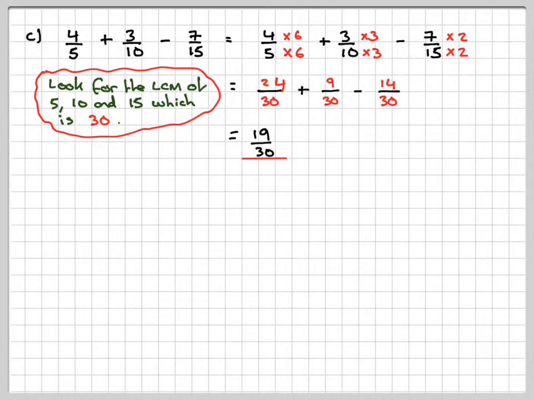So this has been a video to show you how to add and subtract mixed numbers, and to add and subtract when you've got more than just two fractions.